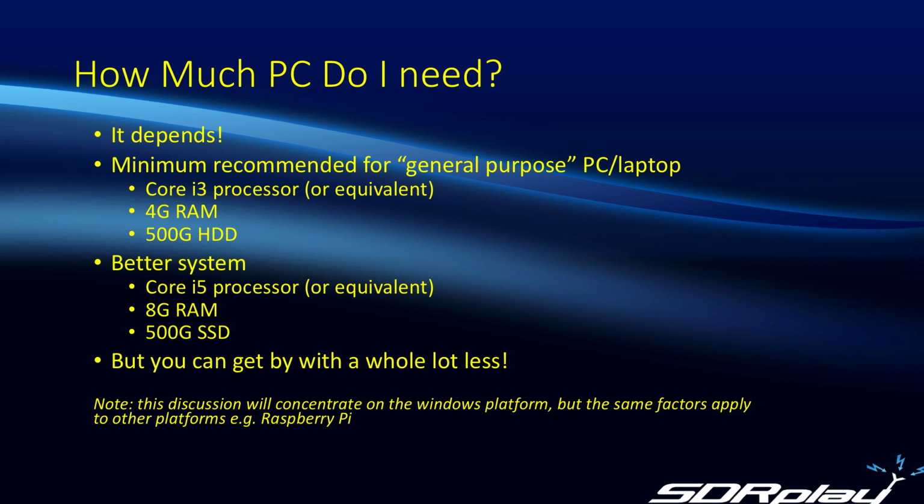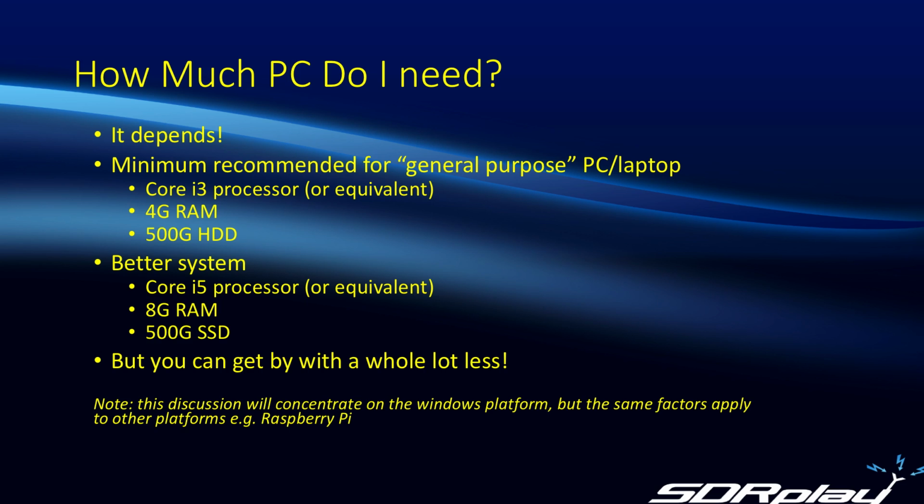If you have a bit more money to burn, a better system would be Core i5 based, 8 gig of RAM, because as we all know, more RAM is good. And if you can go for it, my personal preference is to go with an SSD, a solid state drive. I found they're much more snappy in operation and well worth a few dollars extra.